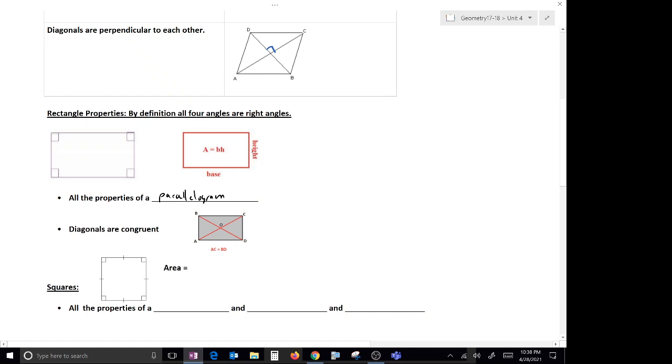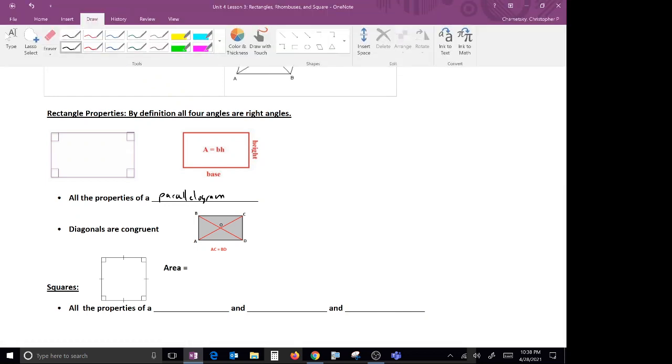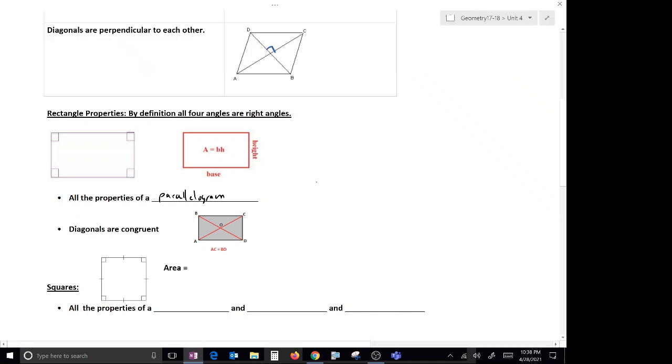A square. Well, a square has all the properties of a parallelogram, and a rhombus, because all four sides are equal, just like a rhombus, and a rectangle. So it's kind of all three things at once.